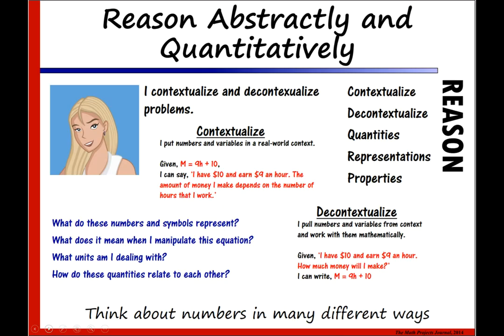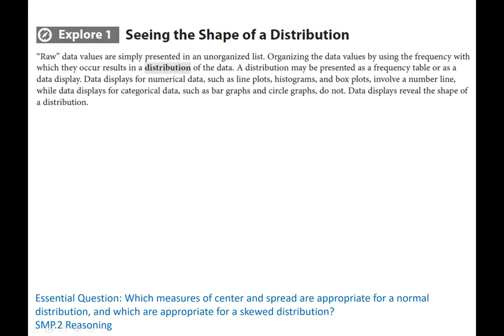We have our standard for mathematical practice, which is to reason. Specifically, we're going to look at numbers and symbols and what they represent. Then starting right at the top on your textbook packet, seeing the shape of a distribution. Follow along as I read. We're going to also highlight, so if you have a highlighter, or you can underline as we go.